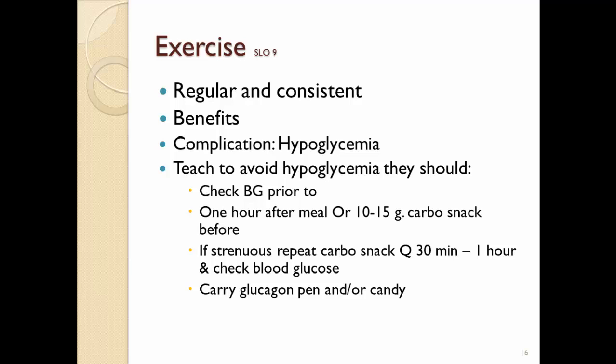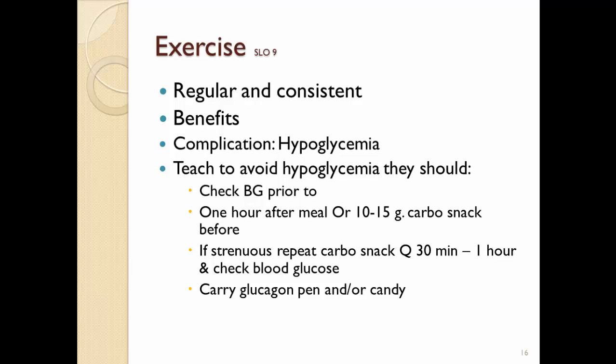So that's important. We would also encourage them to carry a glucagon pen. A glucagon pen is used for an emergency if they're having a hypoglycemic reaction. So it could be used if the patient becomes unconscious because of hypoglycemia. And we want them to carry some type of candy or a simple carbohydrate, a simple sugar, so that if they do feel hypoglycemic while they're exercising, they can chew on some candy or some glucose tablets.